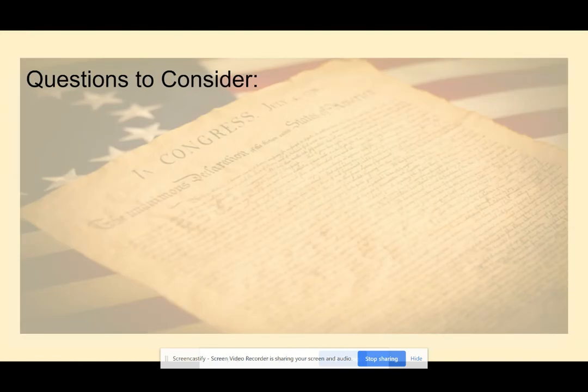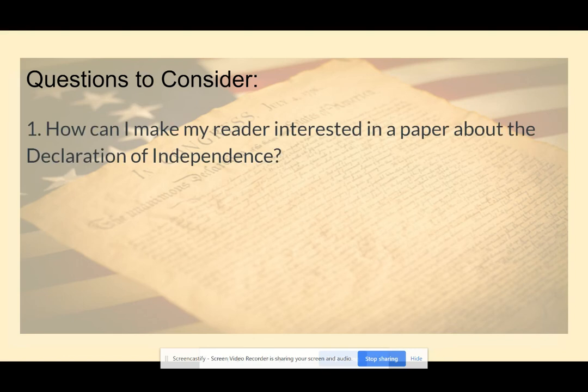Okay, so there are questions that you want to consider as you put together your response to the question about what you think is the role of the DOI in our society today. First, how can you make the reader interested in a paper about the Declaration of Independence? Not an easy document to read. Is it important for us to read it? Yes. They're all saying yes.